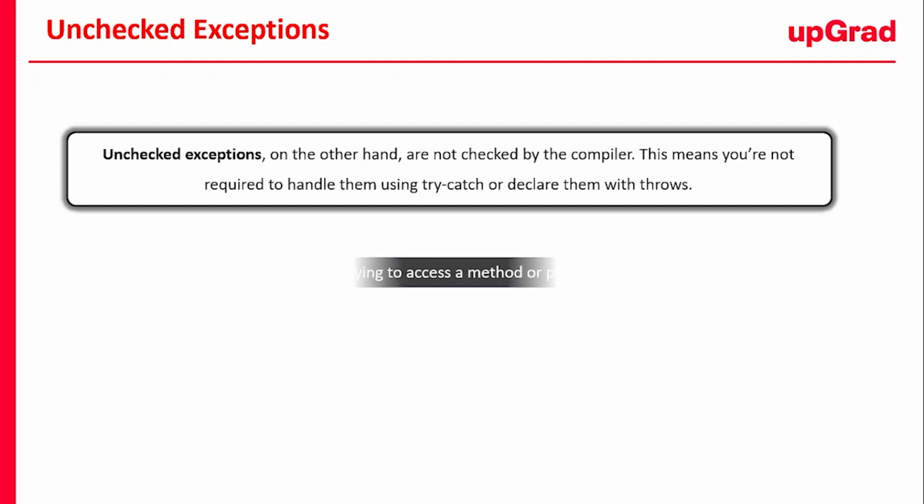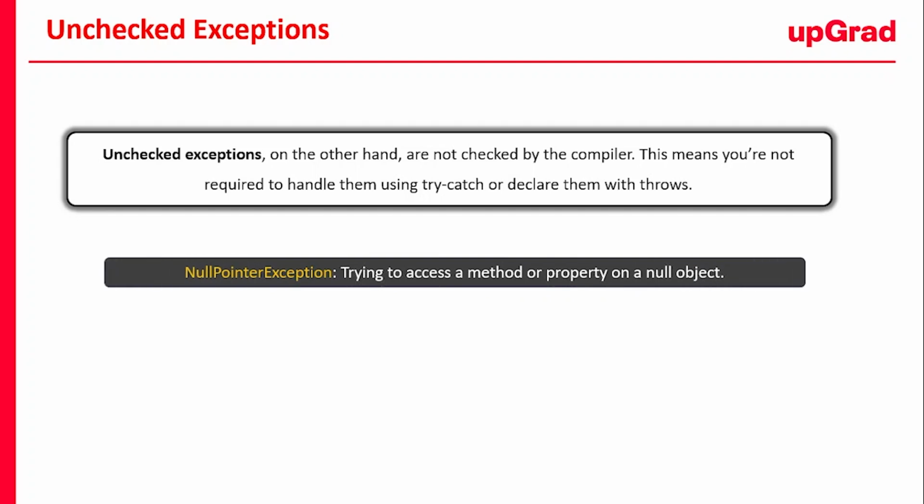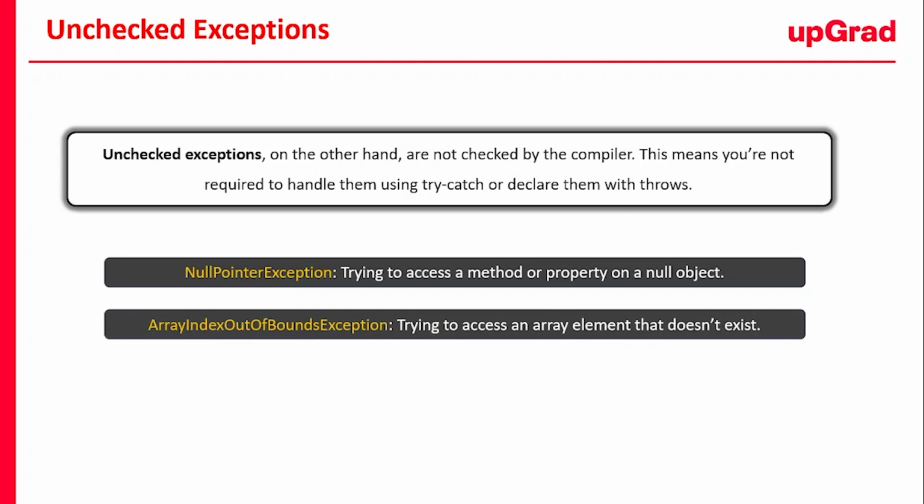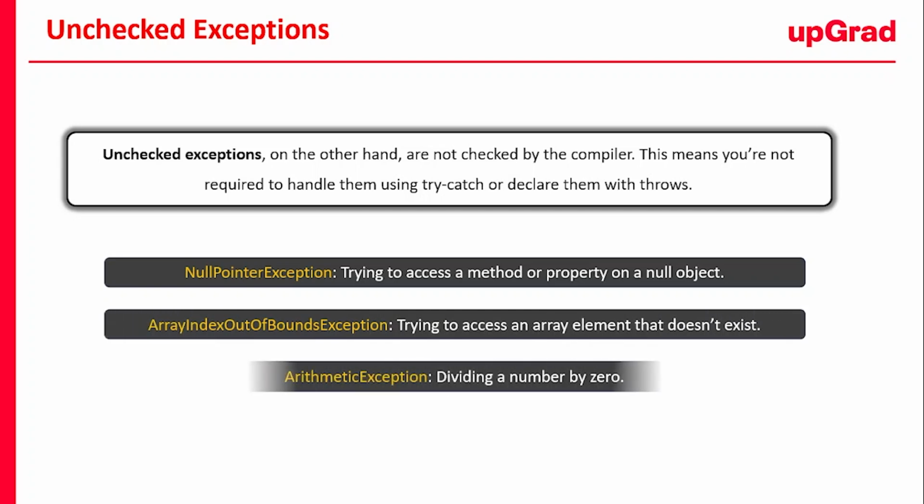All right. Some of the common examples include the null pointer exception. This exception basically arises when you're trying to access a method or property on a null object, right? Then array index out of bound exception: you're trying to access an array element that doesn't exist. Then arithmetic exception, as we discussed, dividing a number by zero. So these were a few examples of unchecked exceptions.